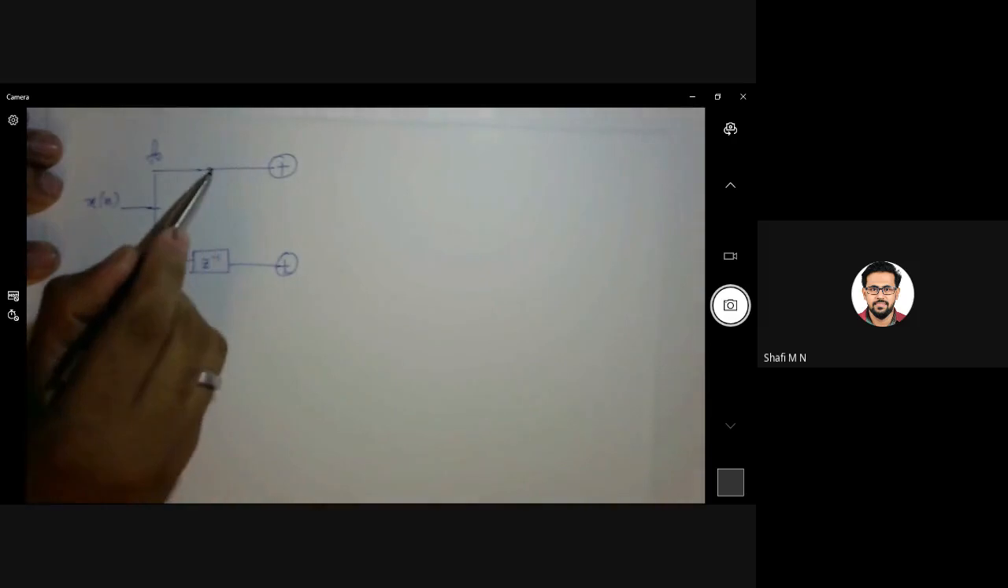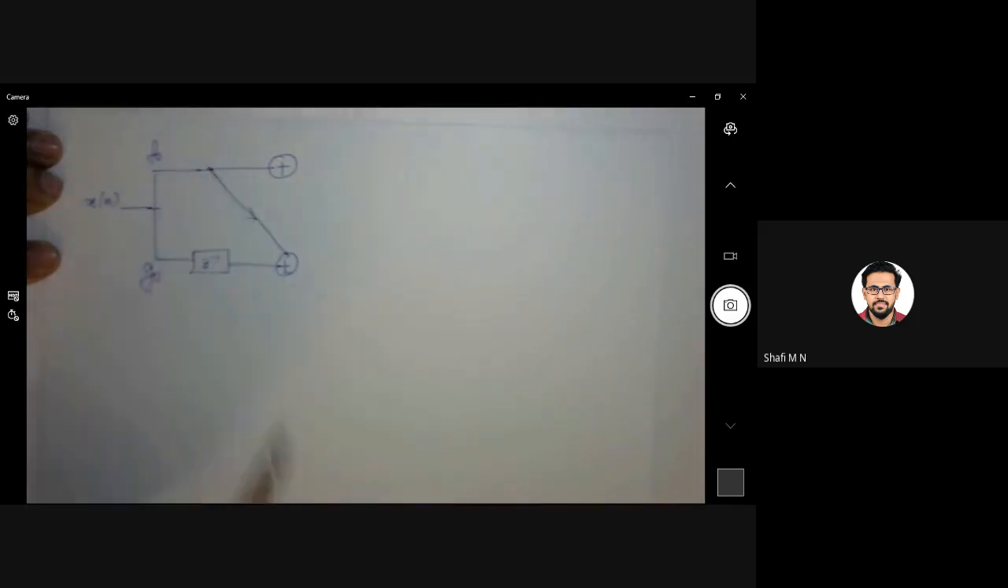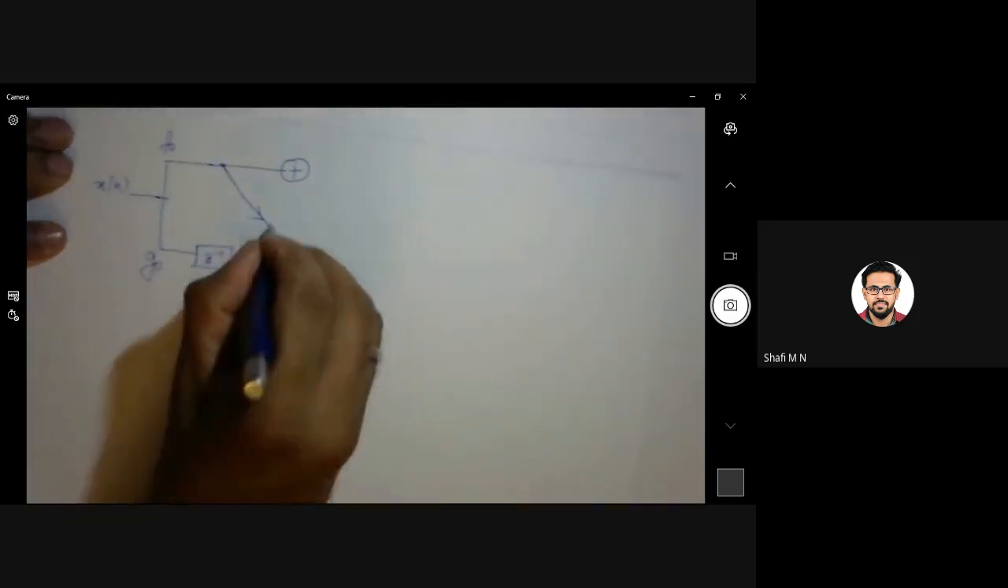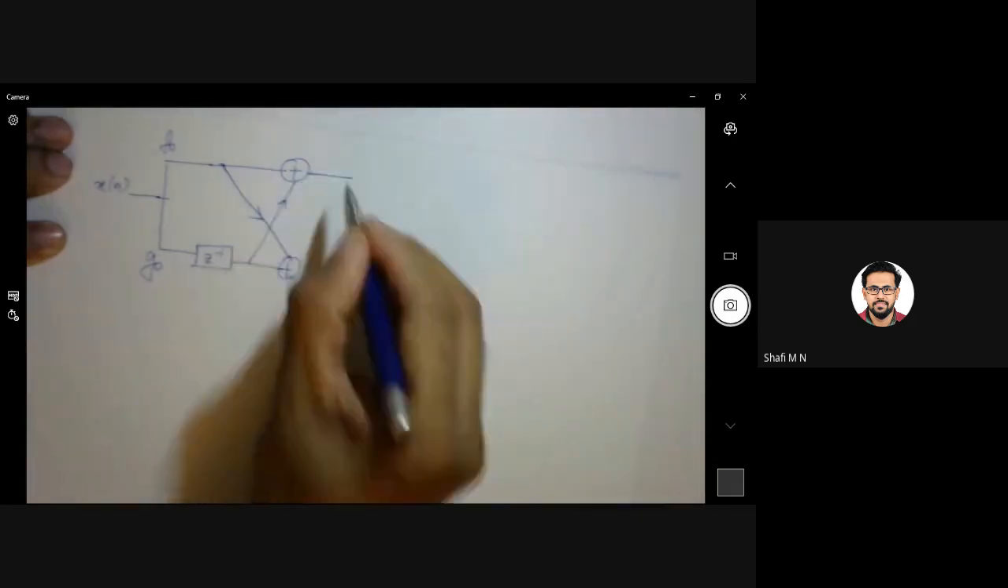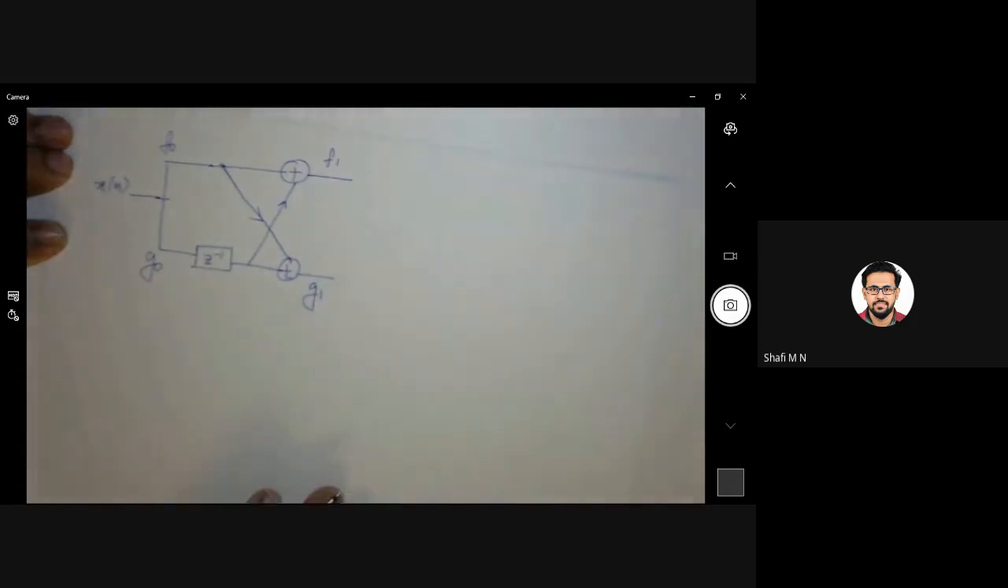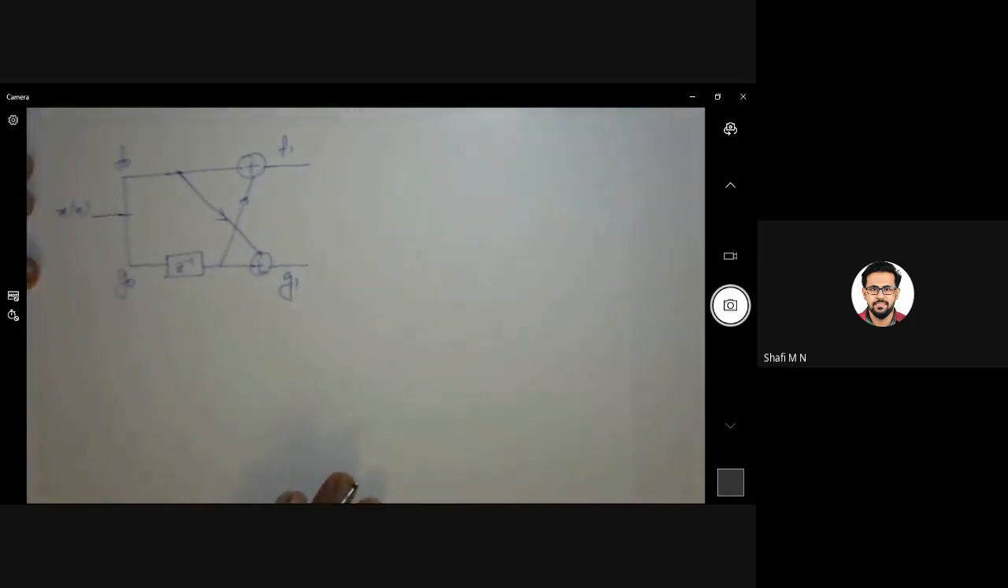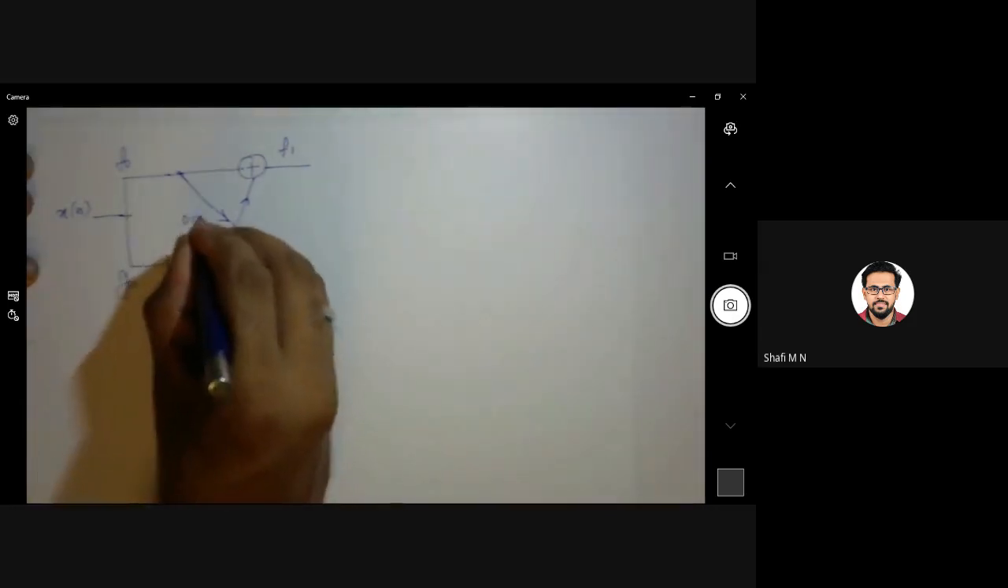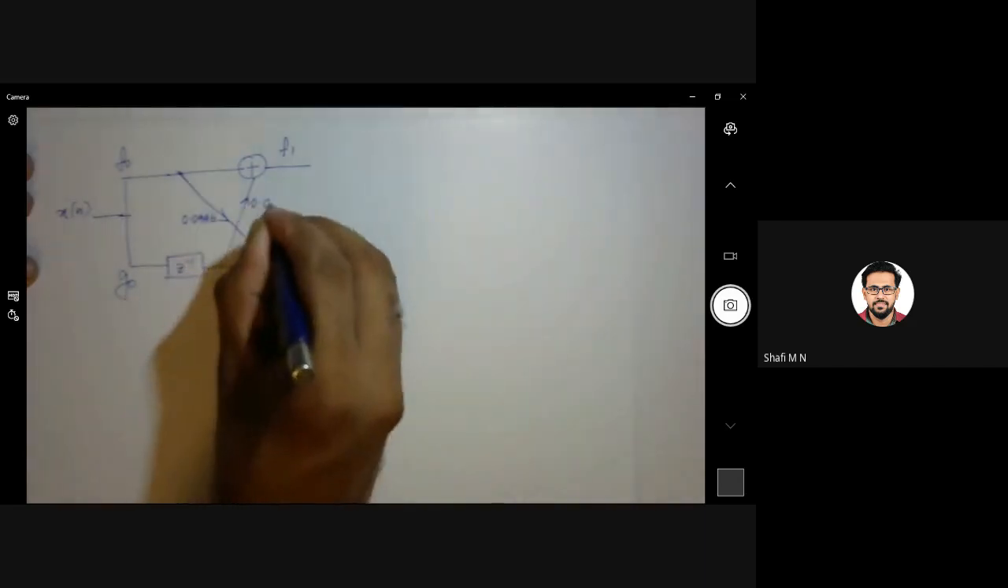Then here you will have K1. Here you will have K1. And this is your F1. This is your G1. And what was your calculated K1 value? 0.0996. So this is 0.0996.